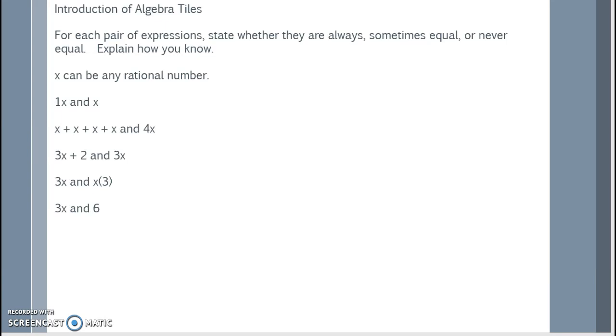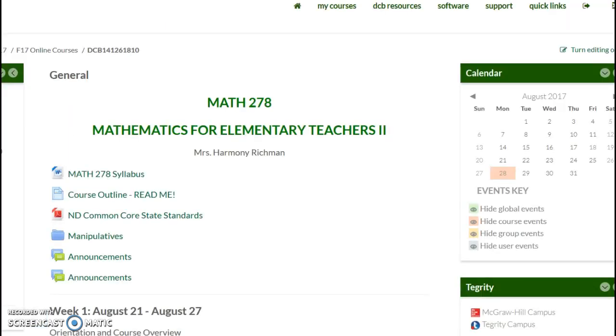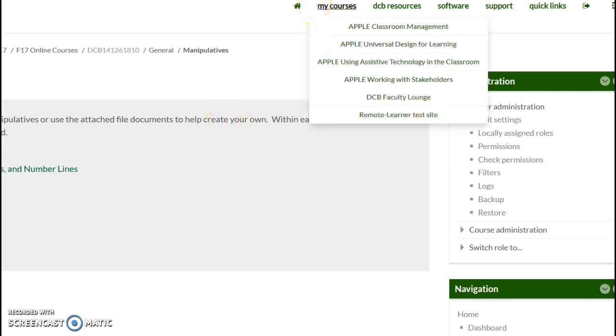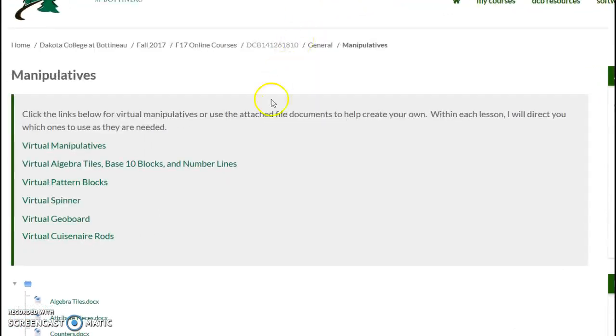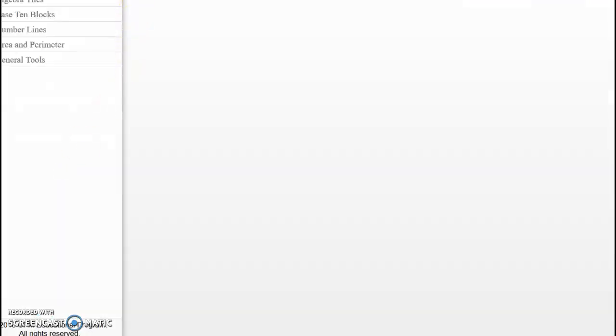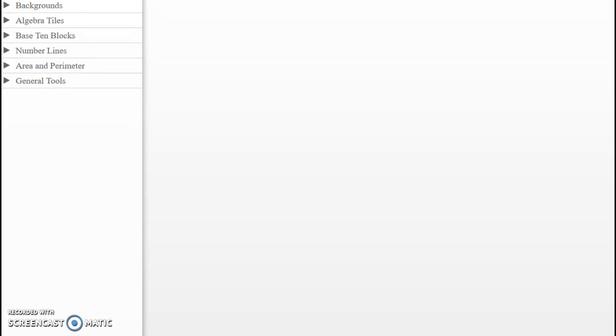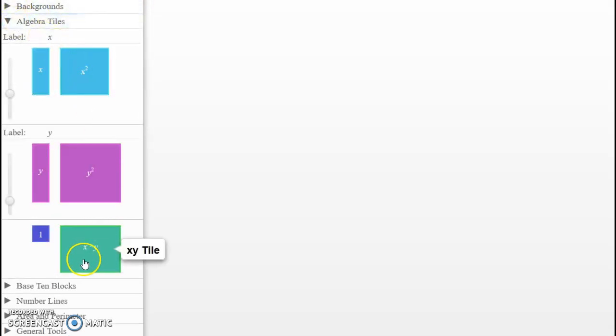To get to the algebra tiles that I'm going to use in our class, I'm going to click manipulatives, move this over for you, and click on the second one, the algebra tiles and base 10 pieces. So it comes up in this screen. I really like these particular algebra tiles. By clicking here, we have our list.